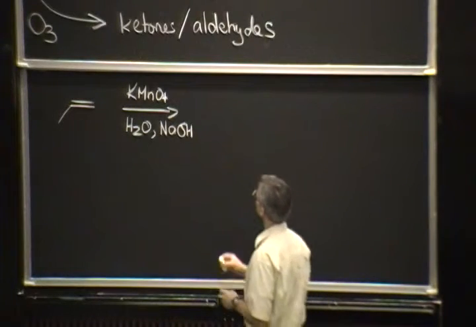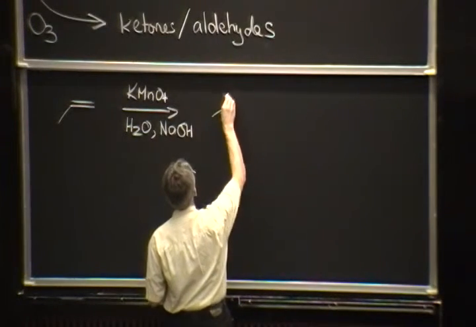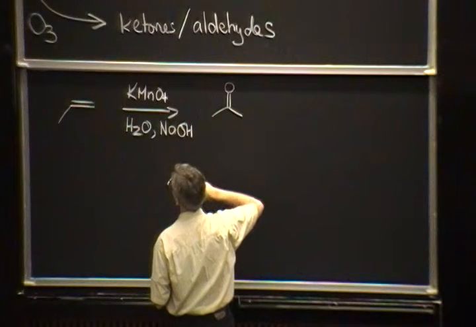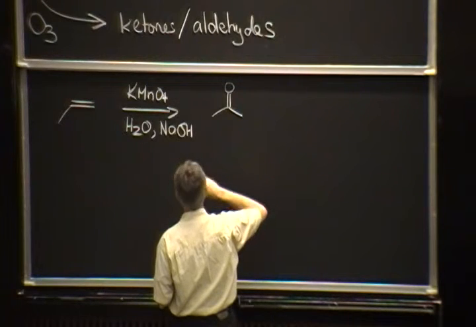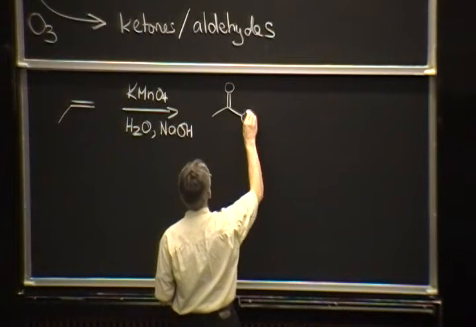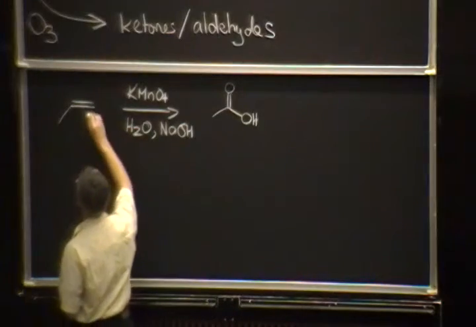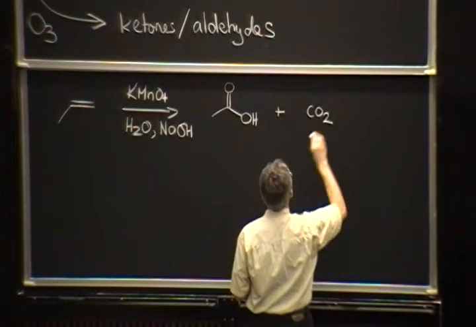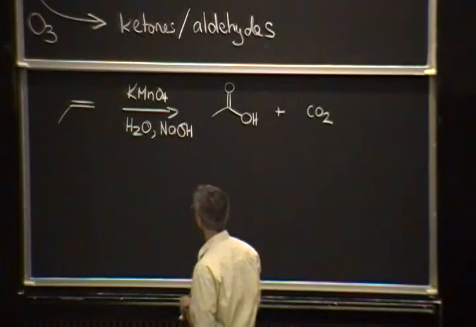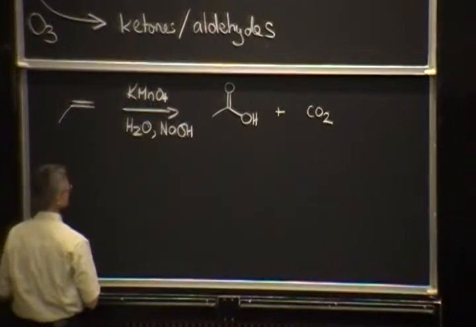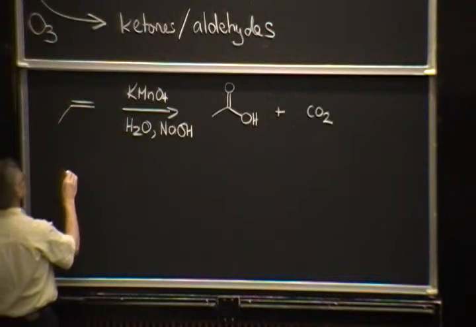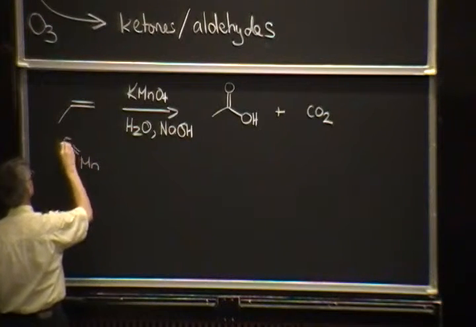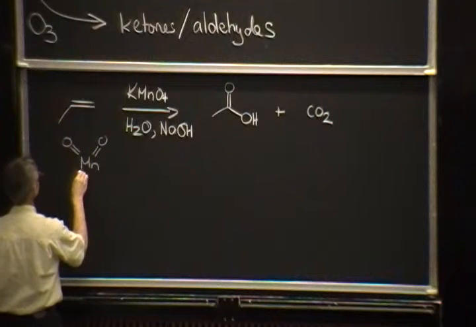So under these conditions, what you get from this olefin here would be the corresponding ketone, or in this case acid actually, acetic acid by cleavage of this. And we also actually get CO2 upon complete oxidation here. So let's look at the mechanism of this conversion. It's a cycloaddition, very similar to the reaction that we have seen with osmium tetroxide.